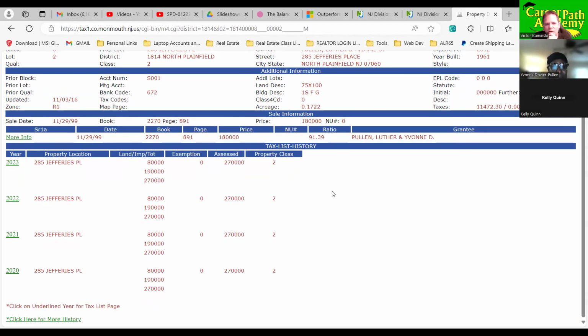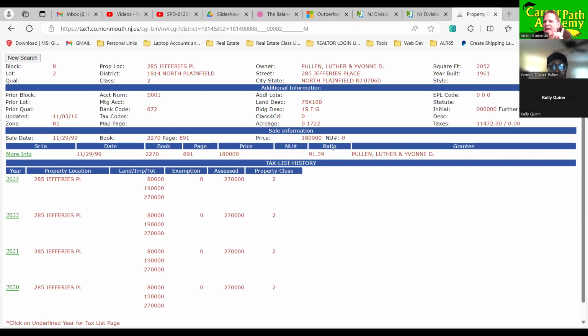Now you have a ratio here. Tax rates are used to determine the taxes on the property. Tax ratios you could use to reverse engineer the value that the tax man is using. And usually they don't have these all in the tax records, but you got it right here. So let's see. It says here that you bought it for $180,000. But based on the tax ratio, let's see what the value was in 1999 if the tax ratio is 91.39.